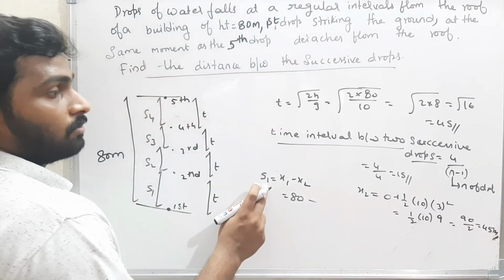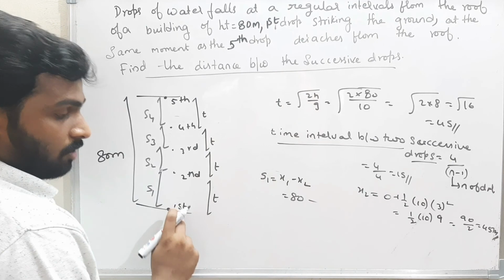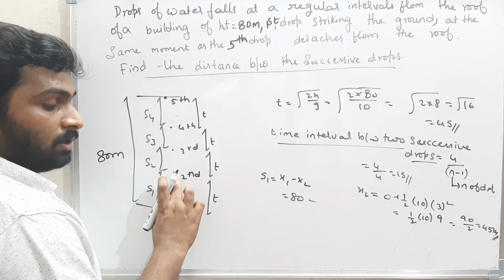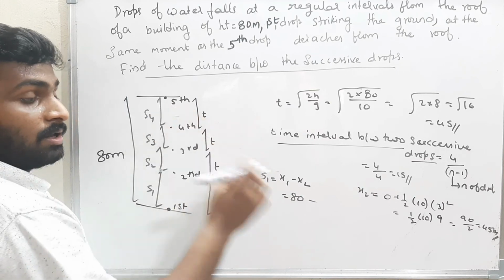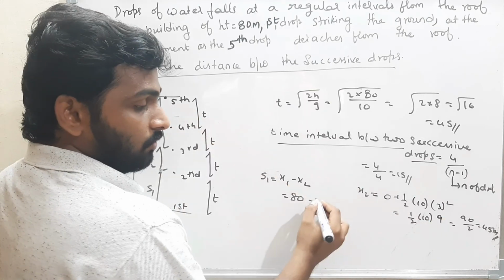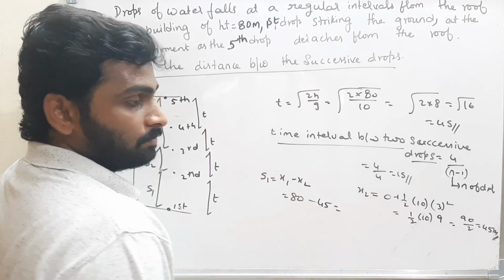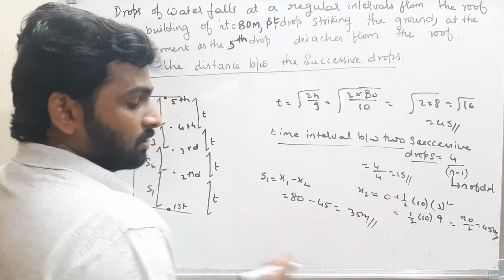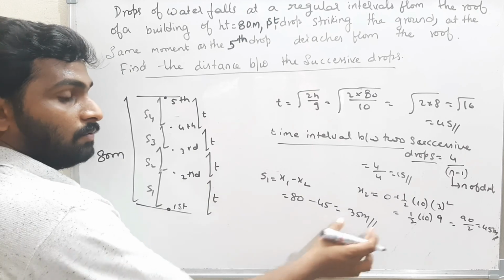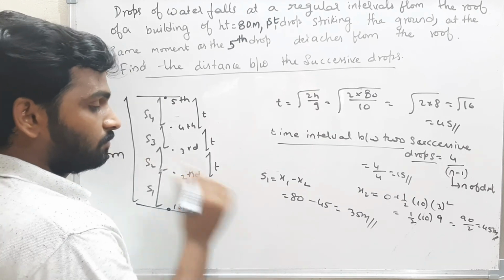Therefore, what is the successive distance between the first drop and the second drop? S1 is nothing but x1 minus x2. x1 is 80 meters, and x2 we got as 45 meters. Therefore, 80 minus 45 is 35 meters. The distance between the first drop and the second drop is 35 meters. Well and good. Now, what is S2?